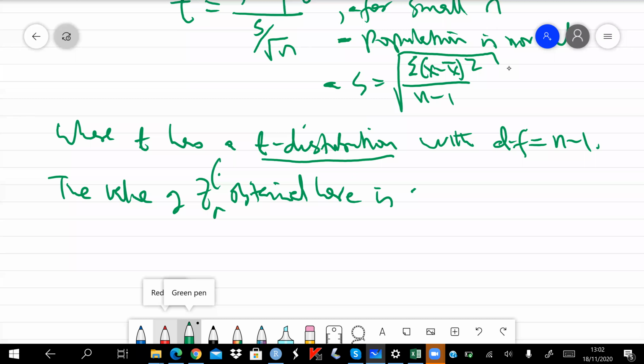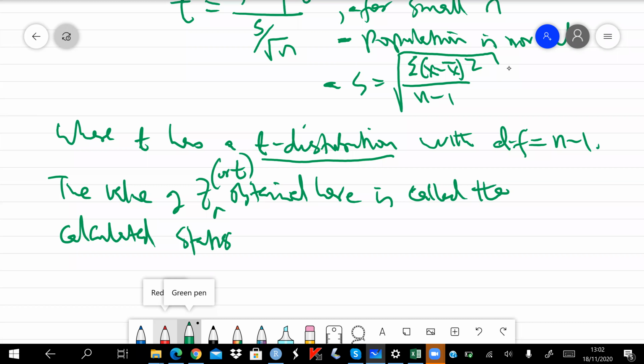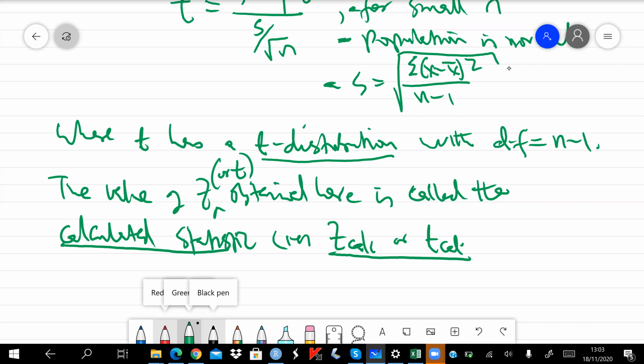The value of Z or T obtained here is called the calculated statistic. You can call it Z calculated in short, or T calculated. The calculated statistic is what we shall be comparing with the critical value. And the critical value is what you obtain up there from the tables. So that's step number 5.